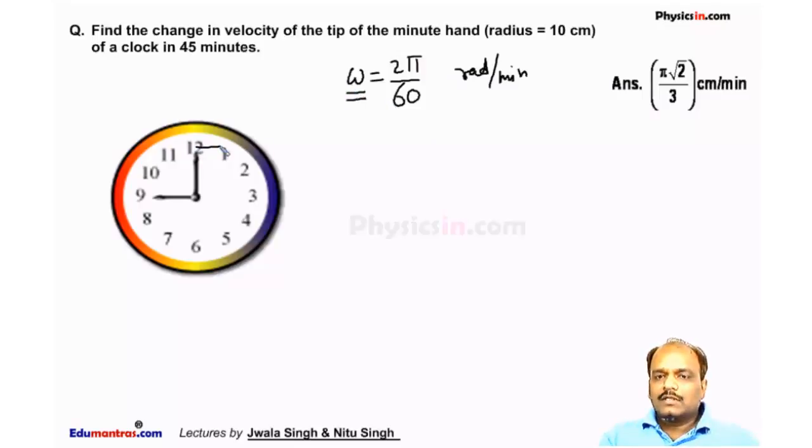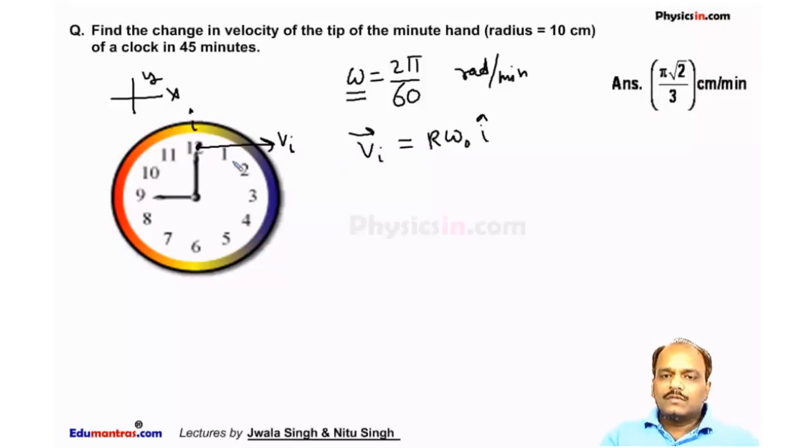Now the velocity at this point is VA, V initial. We know V initial is equal to R omega naught i cap. Let this be our x-axis and this be our y-axis. Initially it is here, and this is V naught, R omega naught i cap. Now after 45 minutes the minute hand is here and it is moving in this direction, this is Vf. So the final velocity after 45 minutes is R omega naught j cap.